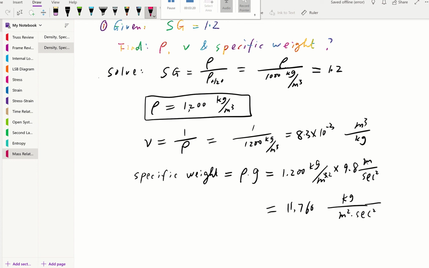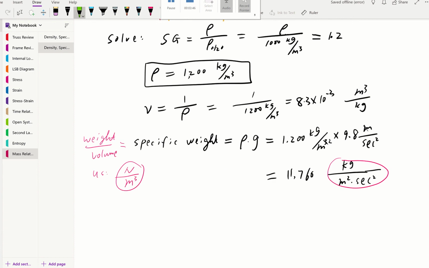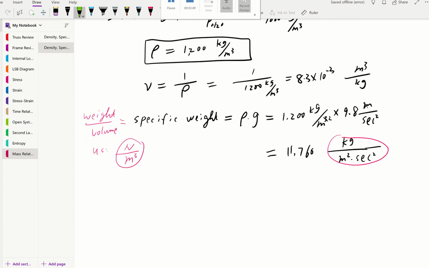Because one thing we do know, specific weight has another expression as weight over volume. And because of that, we know the unit that will give us weight is Newton over meter cube. That should be the unit. So my question is, is this unit the same as this unit? They should be, right? Then we'll have to kind of prove it though. Why are they equal? So let's start with kilogram meter square per second square.